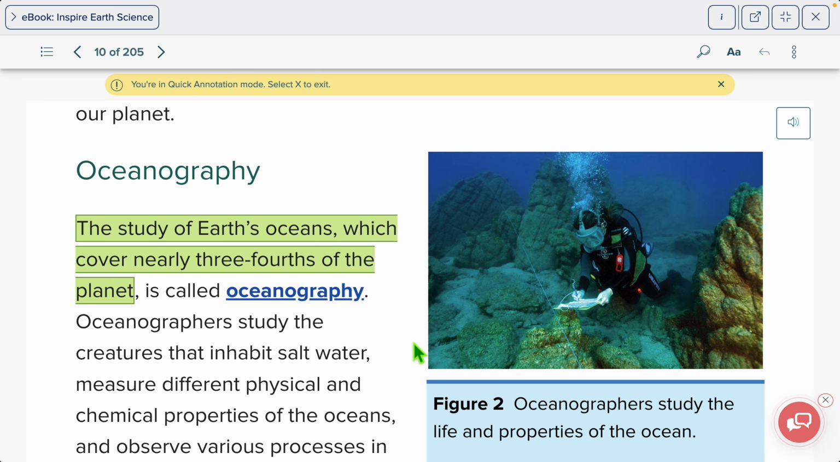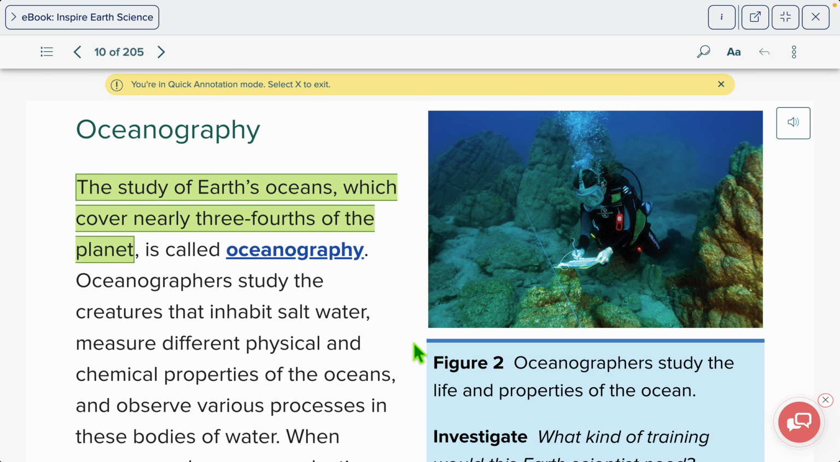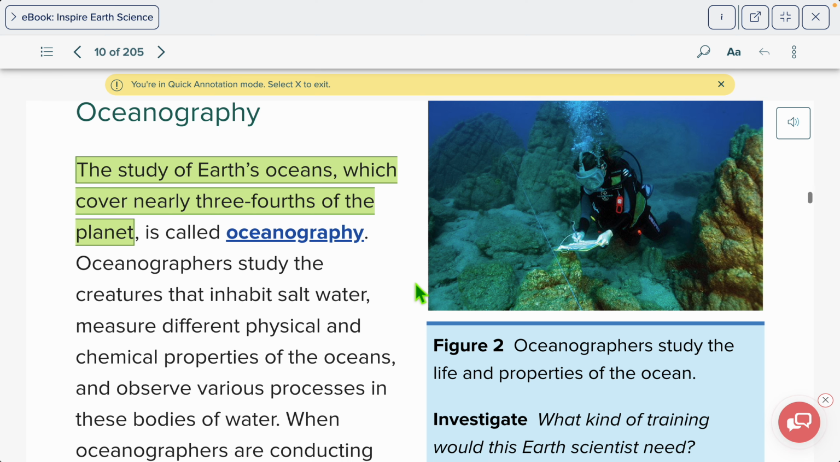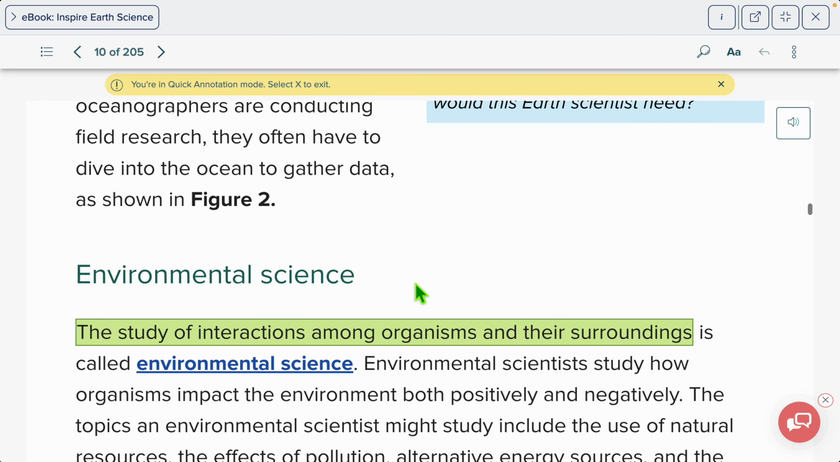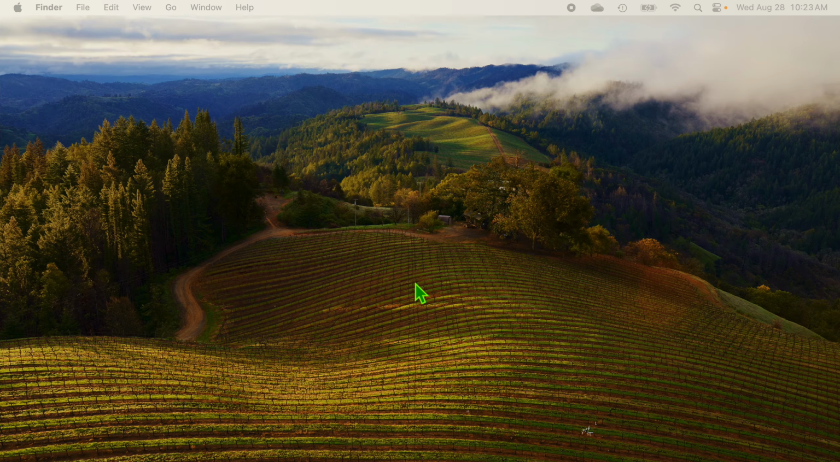submersibles like submarines, stuff like that. So there's different ways we end up having to dive down to get this information. Sometimes it's done with remote sensing too, like sonar or using little remote control vehicles that have cameras on them. So, all right, but that's oceanography, study of Earth's oceans.